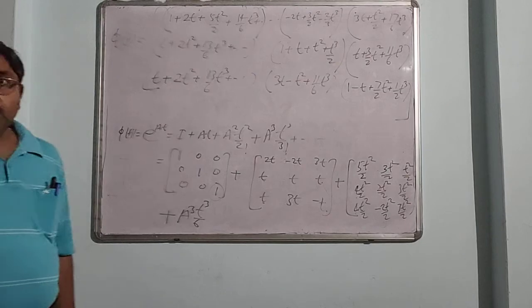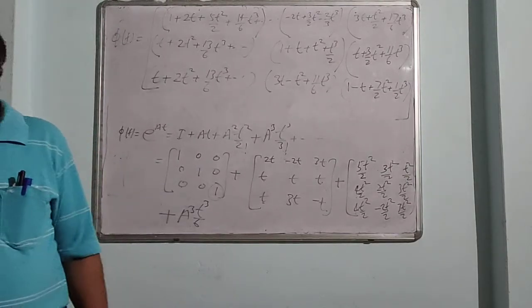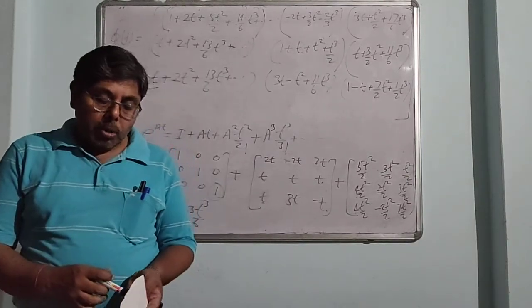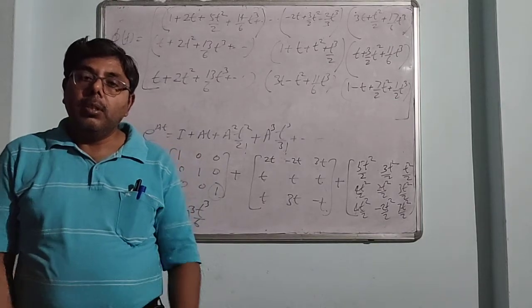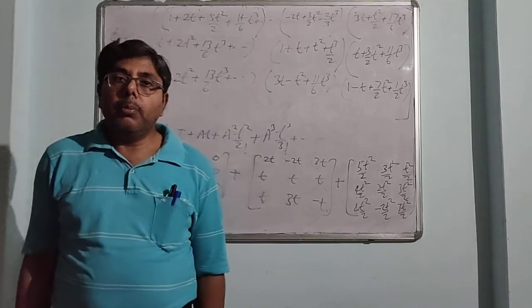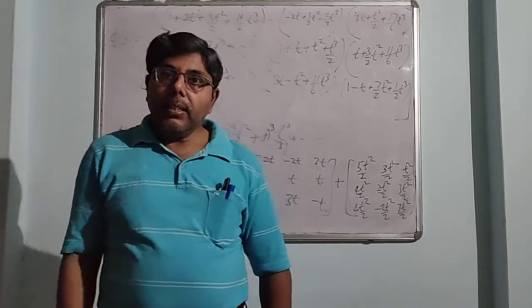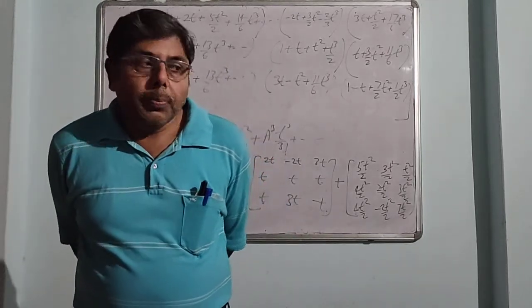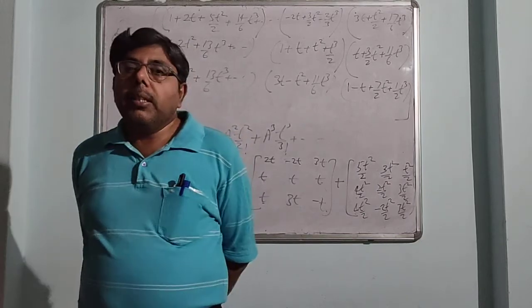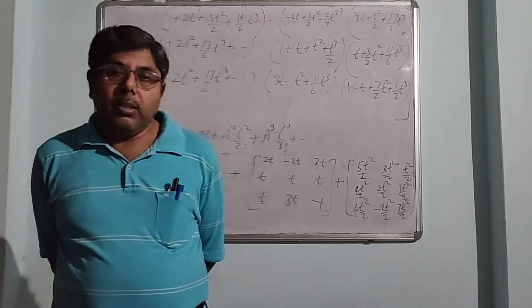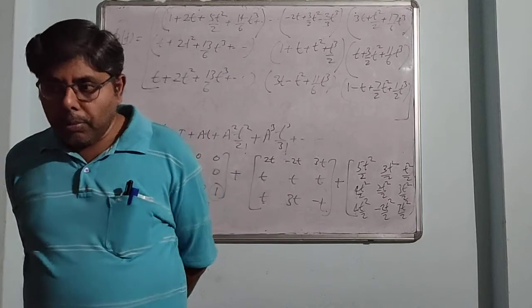So this is the method to find the state transition matrix. So this is all about the state transition matrix. There are two methods to compute the state transition matrix. First one is by using the Laplace inverse method, and the second one is by the series summation method. And this topic is important.